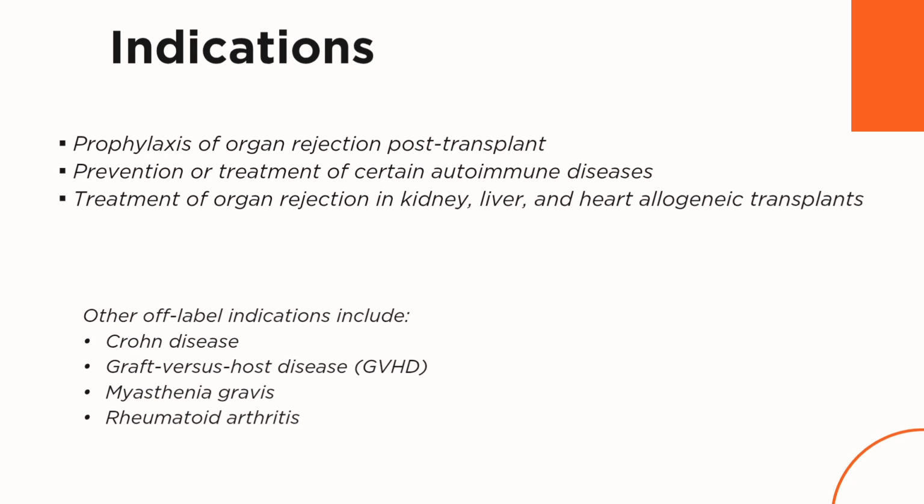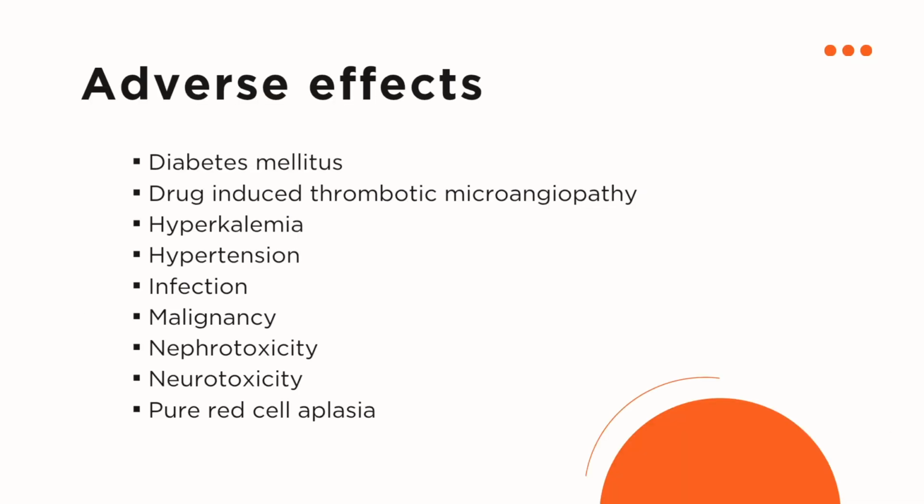Other off-label indications include Crohn's disease, graft versus host disease, myasthenia gravis, and rheumatoid arthritis. Tacrolimus indications also include topical use in moderate to severe atopic dermatitis, as well as other off-label dermatologic disease states.